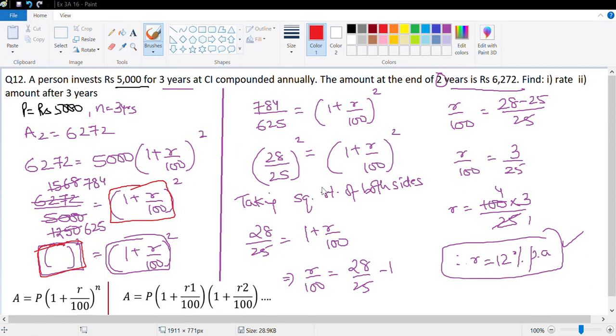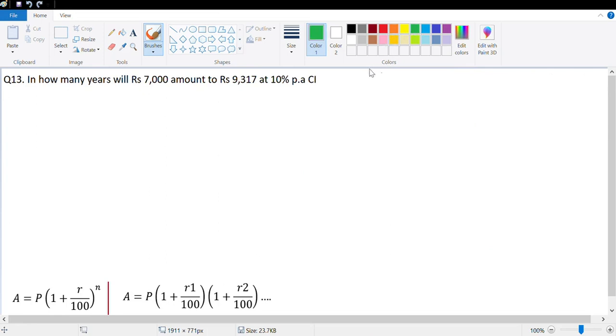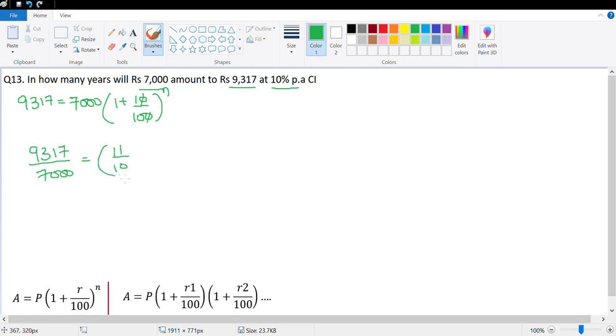The next question that we're doing is question number 13. It says, in how many years will 7,000 amount to 9317 at 10%? So the amount is 9317, principal is 7,000, (1 + r/100) where r is 10, raised to the power n. So this is 9317 divided by 7,000 is equal to (11/10) raised to the power n.